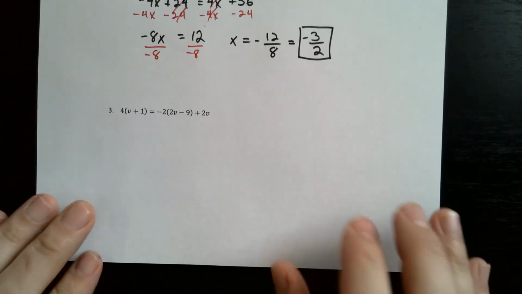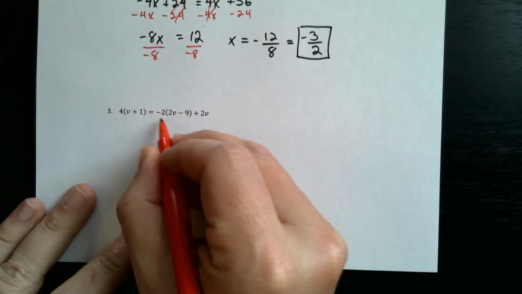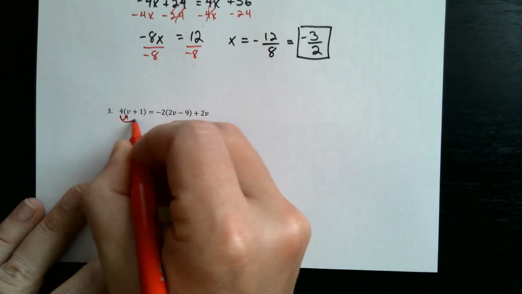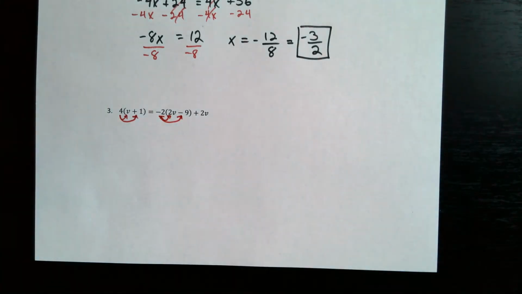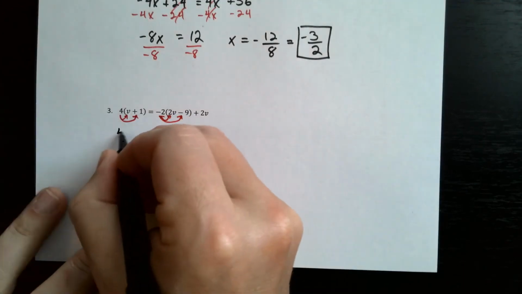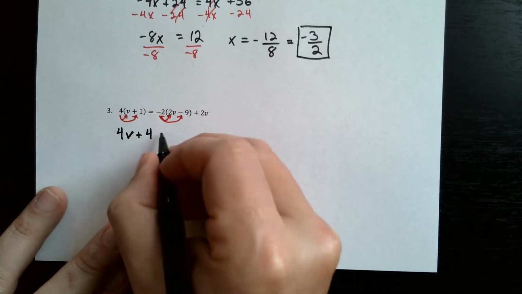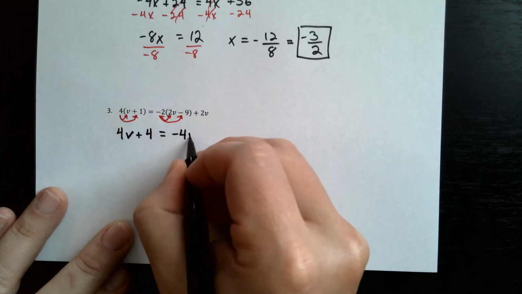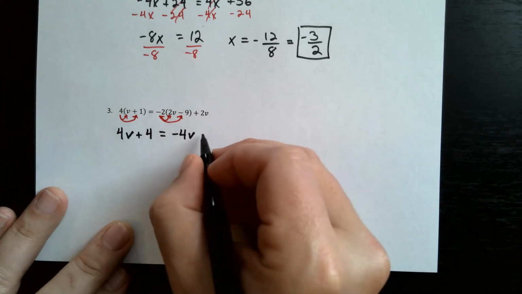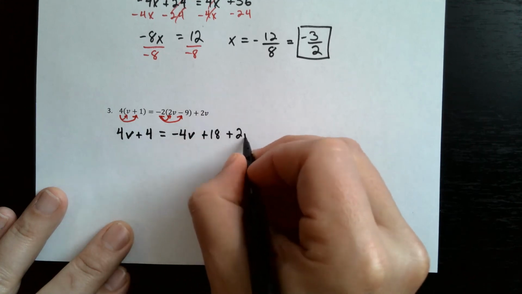All right, one more. Same sort of deal here. We've got a 4 out in front here. We've got a -2 out in front here. So let's distribute. That will give us 4 times v is 4v. 4 times 1 is 4. Equals -2 times 2v is -4v. And -2 times -9 is positive 18. And then I'll drop this 2v down.